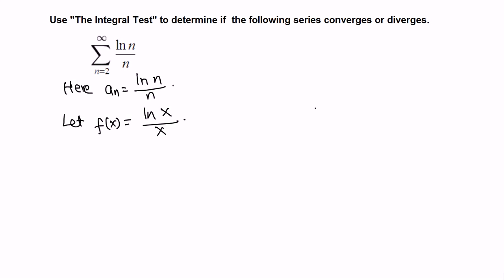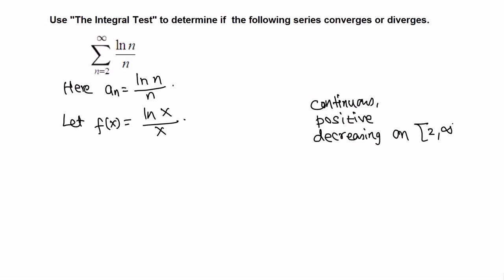Now we need to show f is continuous on the interval, look at this sum, 2 to infinity. Continuous, and it should be positive. F is positive on that interval and decreasing. All three things on 2 to infinity. Let's check.